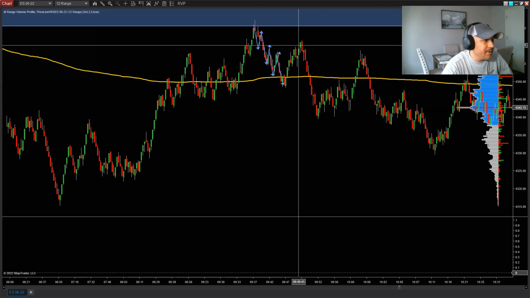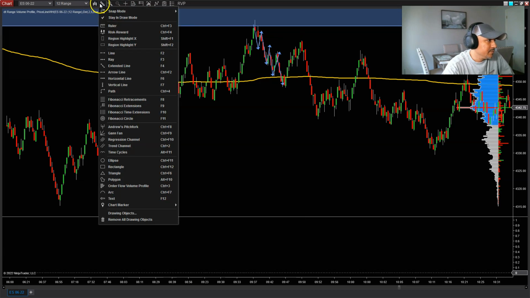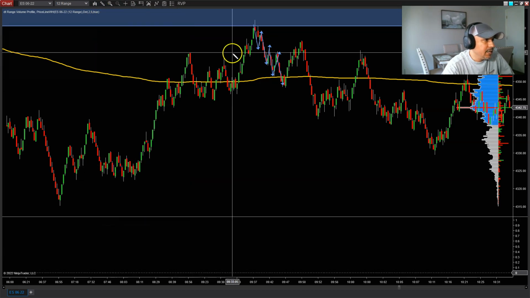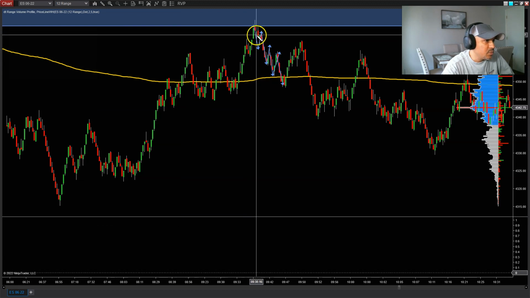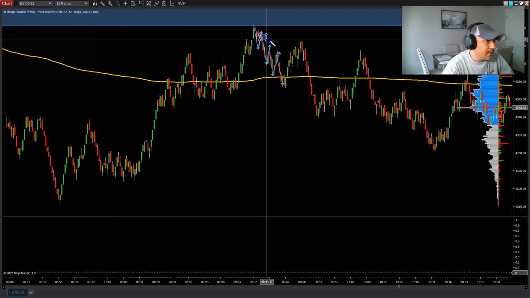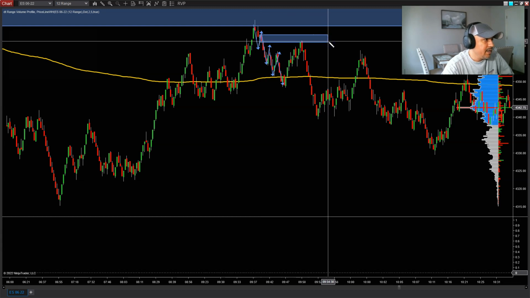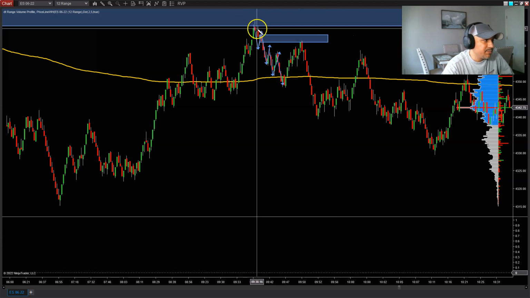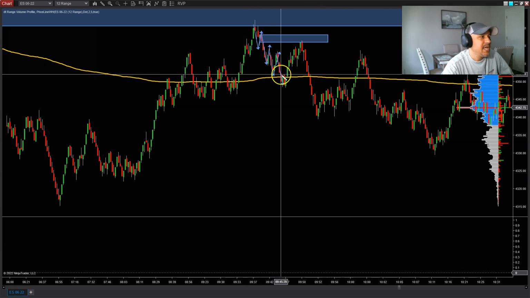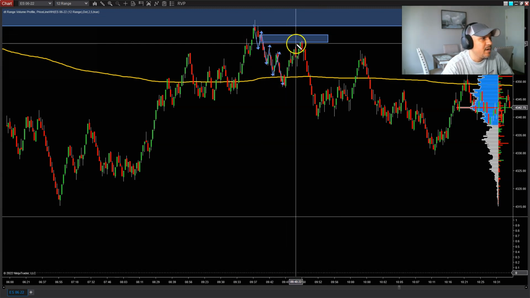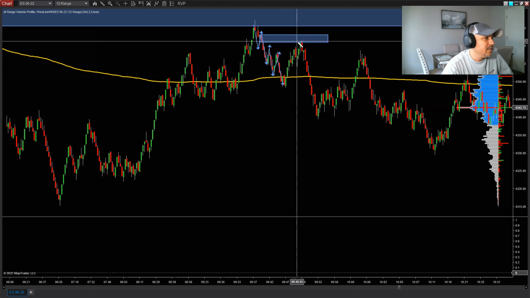In this case, we now have an area that's formed on the 60 range, an area of supply where there was rejection. Now we also have an area on the 12 range, which is more powerful and gives you more confluence. Let me show it to you. This area right here is an area just as well on the 12 range. Price rejected off that supply area on the 60 range, and now we also have major confluence with an area of supply on the 12 range.